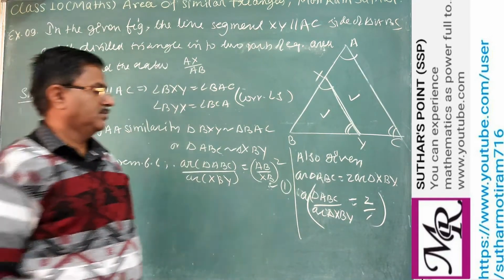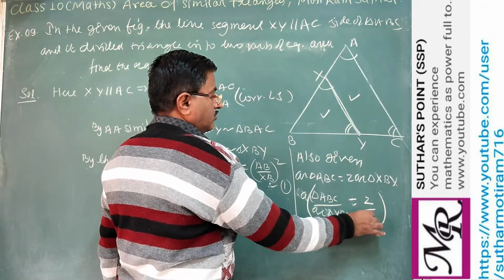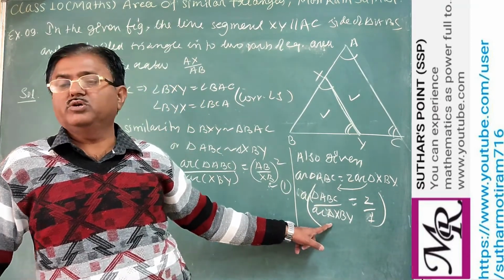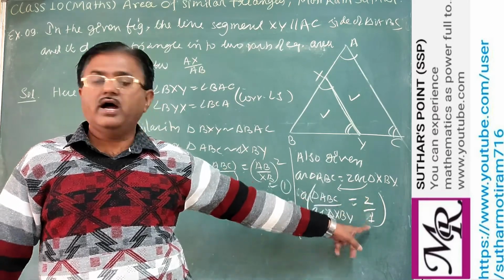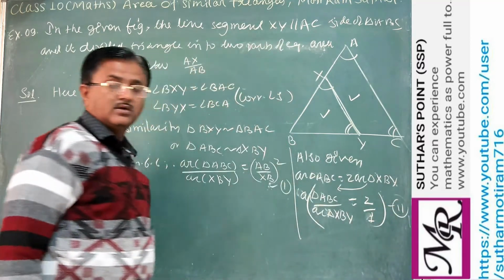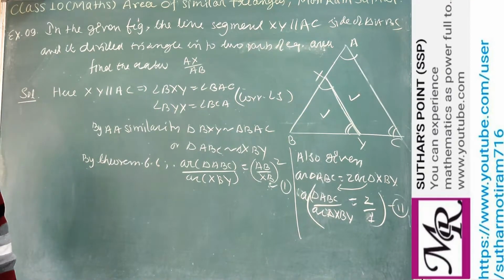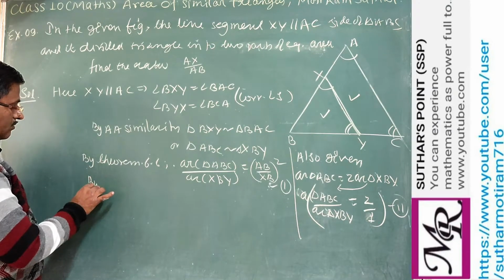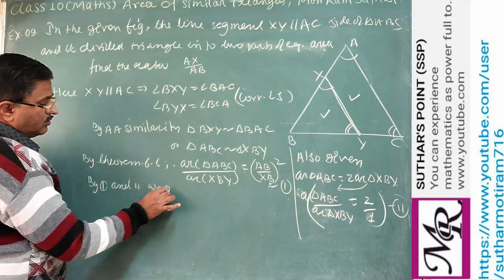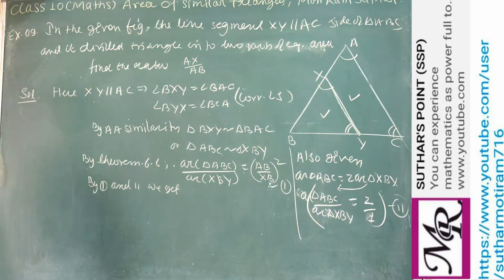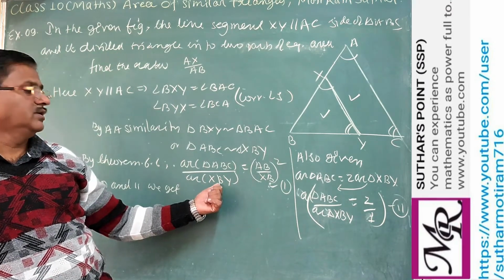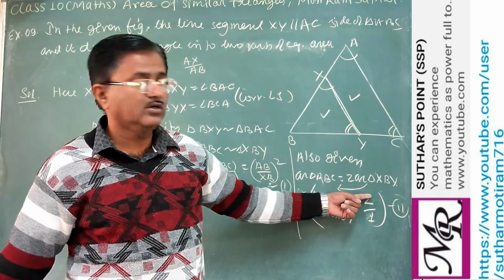Area of triangle ABC upon area of triangle XBY equal to 2 by 1, after cross multiplying and interchanging to this side. So now by 1 and 2 we get area of triangle ABC upon area of triangle XBY can be replaced by 2 upon 1.